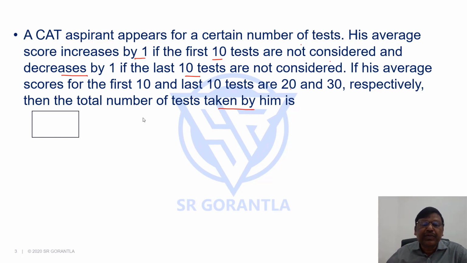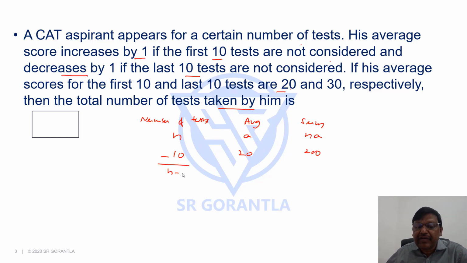Now, let us assume the number of tests is n and the original average is a. So, the original sum is going to be n into a, NA. Now, when the first 10 tests are not considered, for the first 10 tests the average is 20, that means the sum is 200. So, when I don't consider the first 10 tests, the remaining will be n minus 10 tests. The sum is going to be NA minus 200.